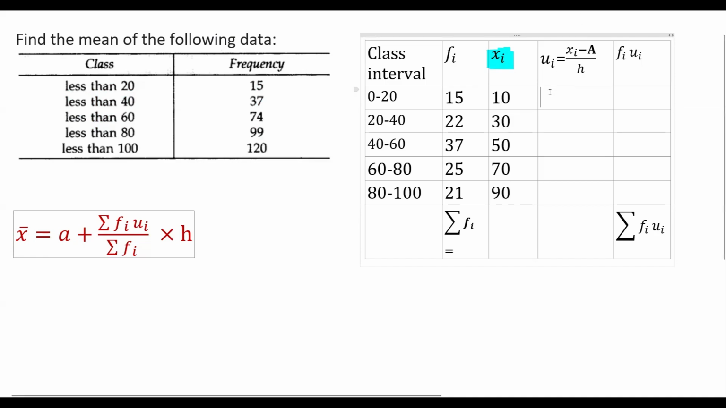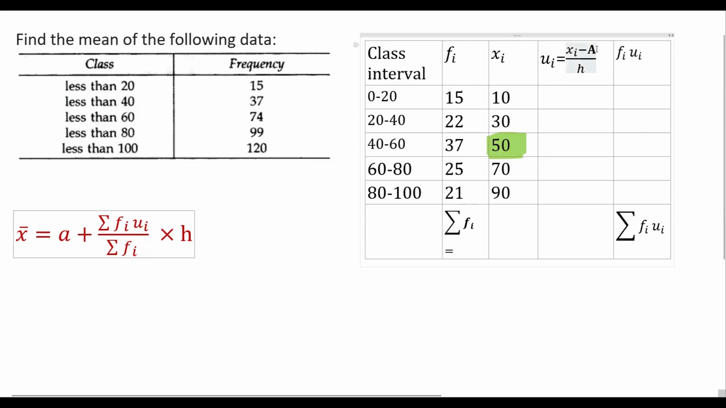Now, once we have obtained this, we are going to find ui. And what is ui? Ui is xi minus a over h. And what is a here? A is the assumed mean. Well, the assumed mean we obtain from the middlemost value of the xi, that is the class mark. So a here is 50.